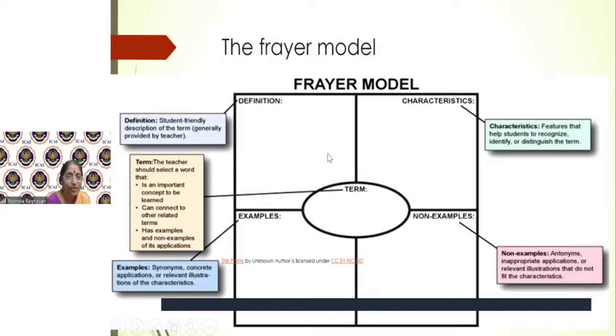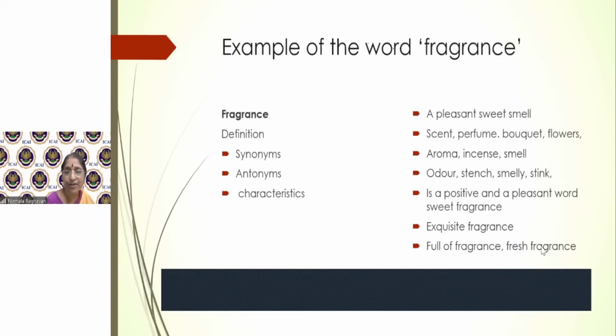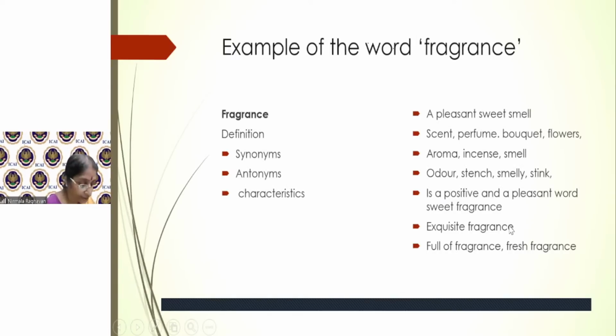Let me repeat. In the Frayer model, you write the definition, fragrance, sweet smell. Then characteristics, that which can describe, that which is positive. Non-example is examples that will not go with the word. For example, full of fragrance, fresh fragrance, exquisite fragrance. These are words that will go with fragrance. But non-examples are, the meaning here is odor, stench, smelly, stinky. This is antonyms. Either you use it as antonyms, and say non-examples with wrong usage of associate words.